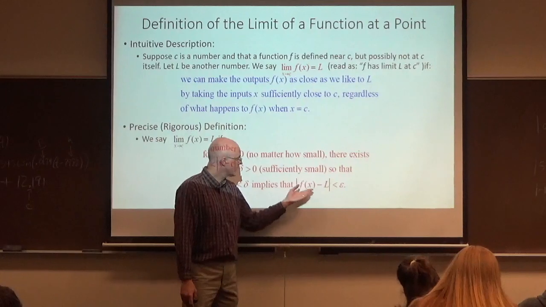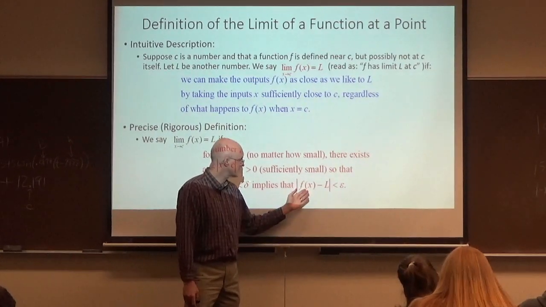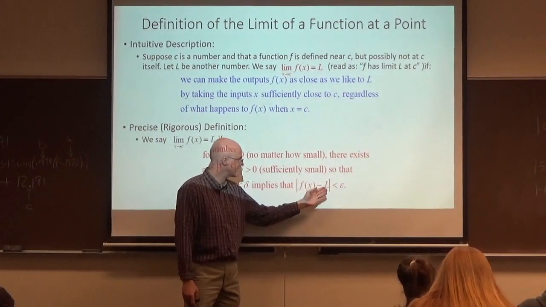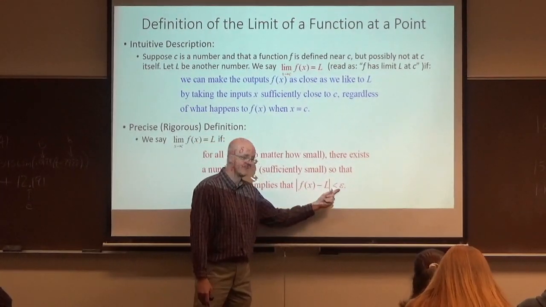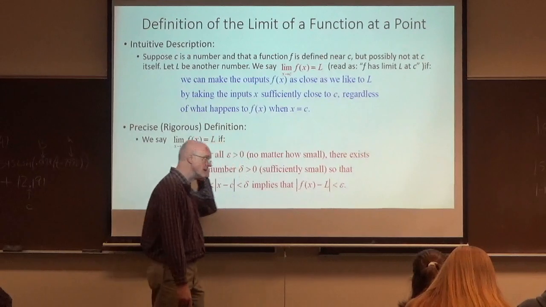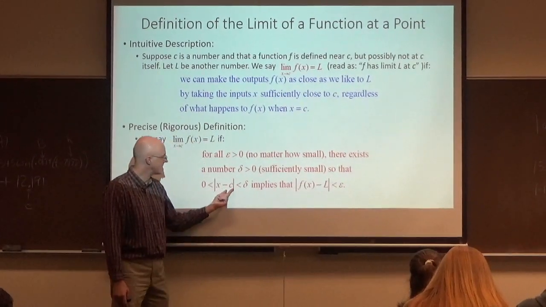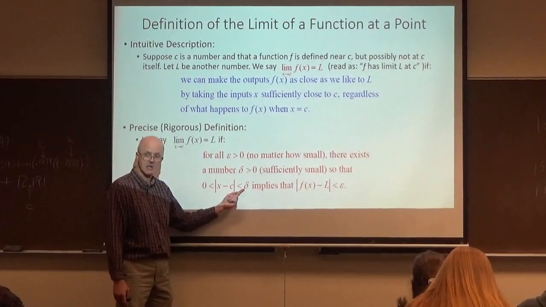And here we have another absolute value difference. This is the distance between the output of the function f of x and this limiting value L. I can make this distance as small as I like, less than any given epsilon, by choosing x sufficiently close to c. This is the measure of sufficiently close.